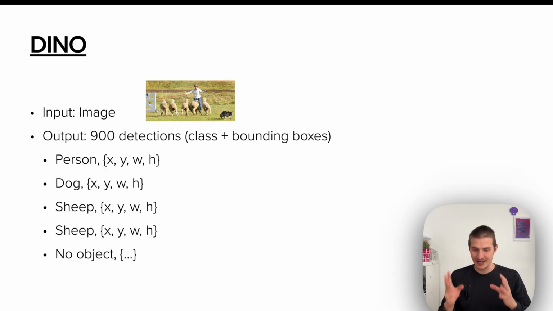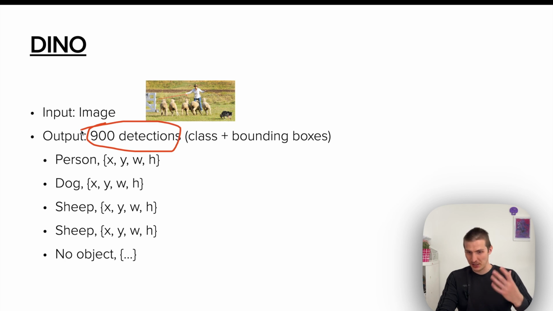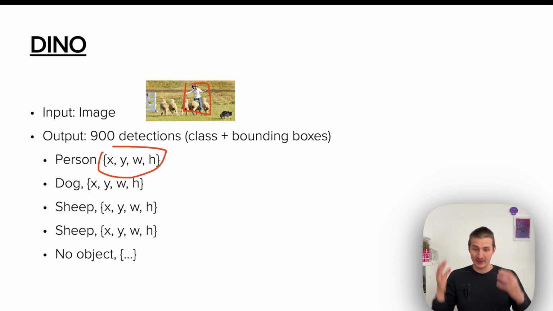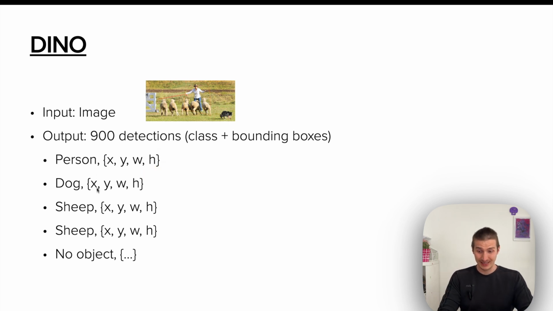So long story short, DINO is an object detection model, which means that the input to that is just an image. And then the output is a set of detections, 900 of them, a detection being a class and the bounding box, so x, y, width and height coordinates. And the class is basically, in the model itself, just a number from 0 to 80 in case of COCO. So it encodes specified classes: person, dog, sheep, train, pizza, and so on. One of them being a special one called no object. Because of course, if we have 900 detections, most of them will not actually correspond to real objects from the predetermined set.